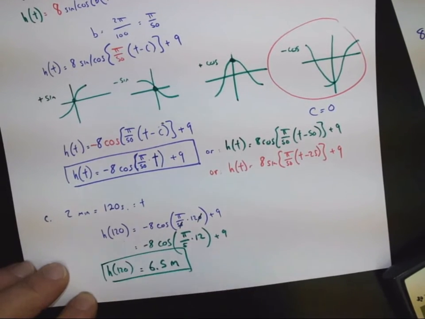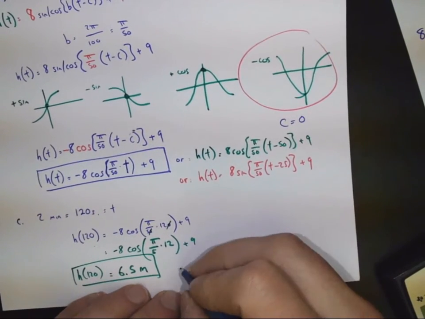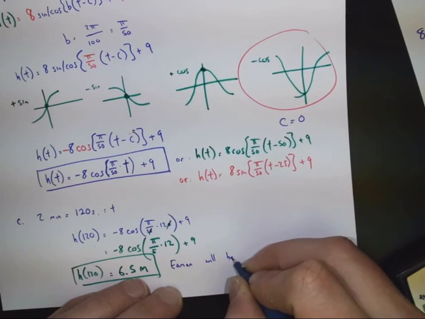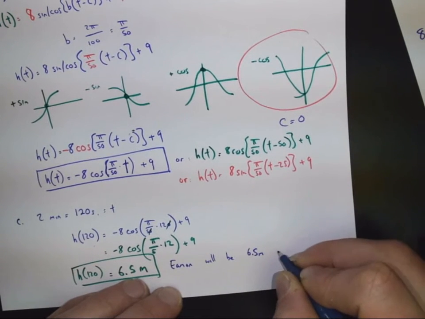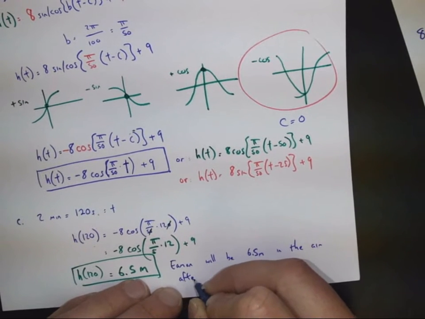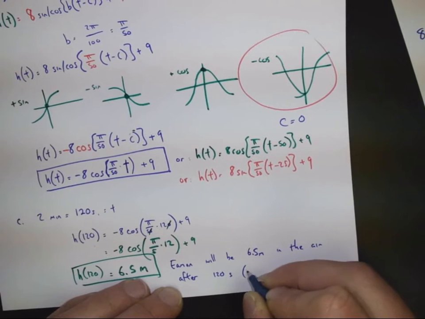And so, with a word problem, we should usually write out the answer in words. Eamon will be 6.5 meters in the air after 120 seconds, or 2 minutes.